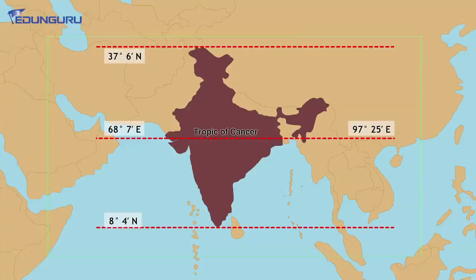One more thing that you need to remember all the time is that the Tropic of Cancer is passing through the middle of India approximately. It is the 23.5 degrees north latitude, and it is dividing India into majorly two parts, the northern part and the southern part. We have areas that are present in the north of it and the areas that are present in the south of it.